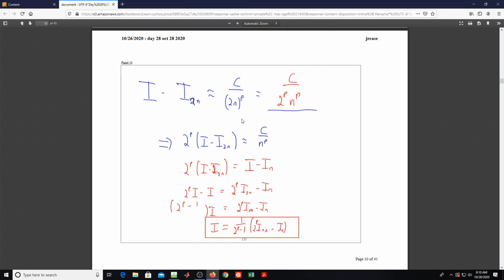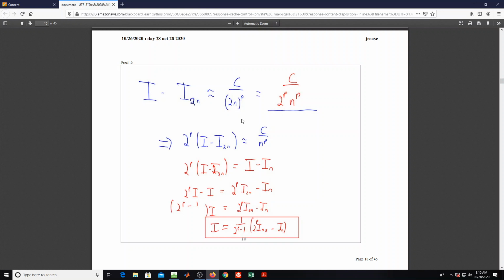So what I can do is take these two sides and simplify this. I'm going to multiply the 2^p to this side, so I get 2^p I minus I_{2n} is about equal to C over n^p. But C over n^p is approximately what? I minus I_n.